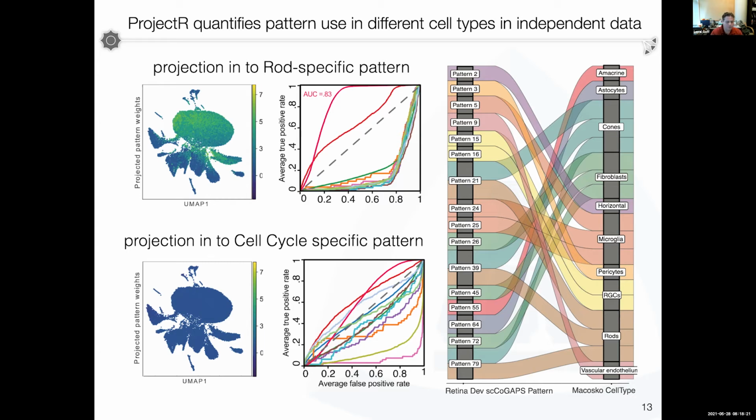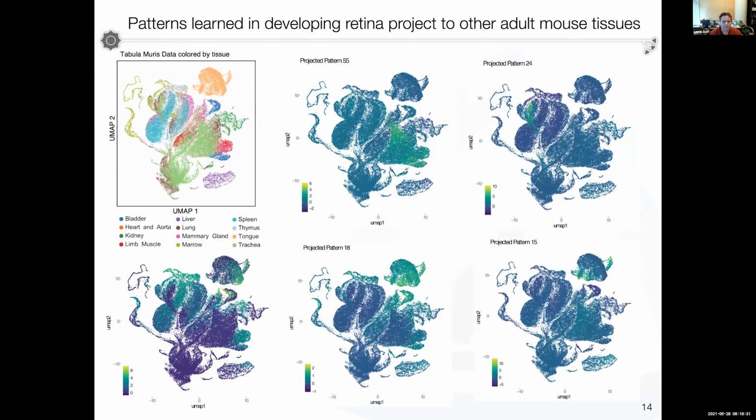And if you're interested in this particular approach, we go into a little bit more depth in the paper, and I'm happy to share more detail with you about that later. But it goes just beyond retina to retina comparisons as well. We can take those same 80 patterns that we learn in the retina, and through the same multiple linear regression analysis with Project R, we can see that these patterns are actually used in different cell types.